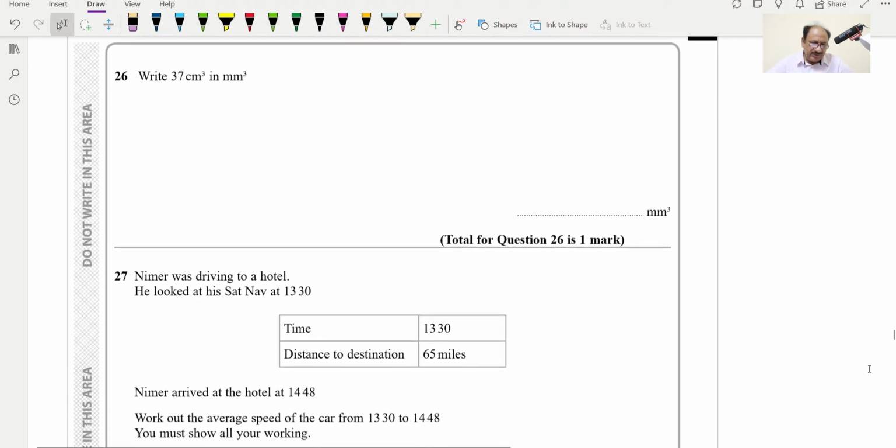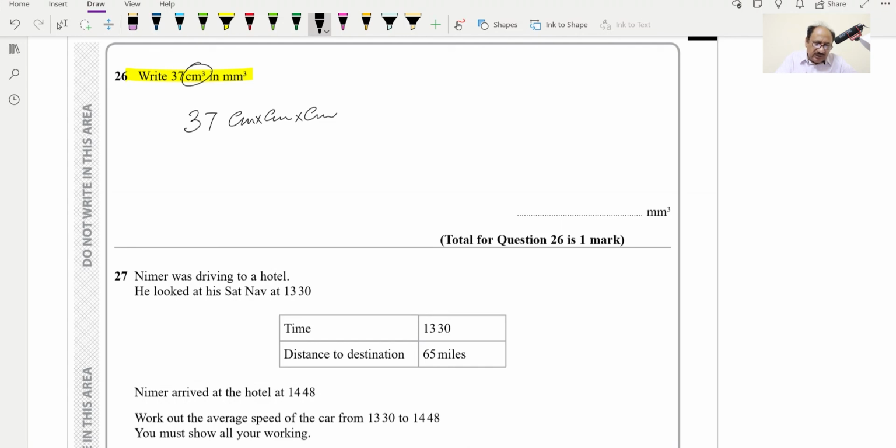Now question number 26. This is unit conversion basically, and we will be doing it very easily, like this one, 37 centimeter cube. We can write centimeters, centimeters and centimeters. We can even write the multiplication sign also. So this is 37 centimeter cube.